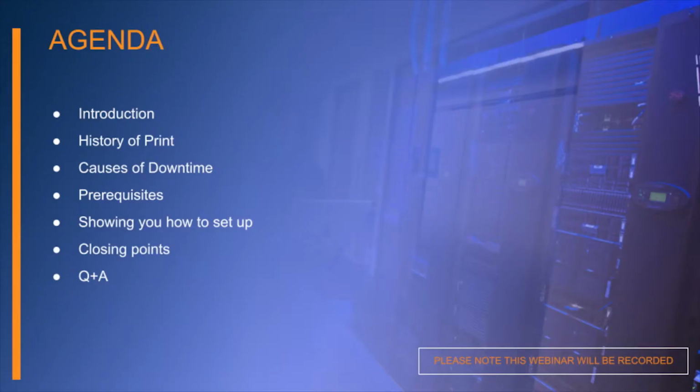So on the agenda for today, we've got a few things to talk about. We're going to go over a bit of a back history of print with Doc and look at how we've got to where we are today. We're going to talk about the challenges of high availability and what kind of causes downtime. Downtime is something we talk about a lot in the load balancing space, but sometimes we forget we need to highlight what actually causes it.